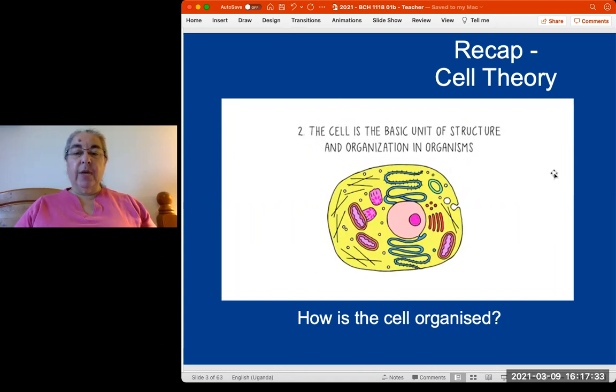So we're going to be looking in detail at how the cell is organized, exactly what we mean when we talk about organization in cells, exactly what we mean when we talk about cell organelles.